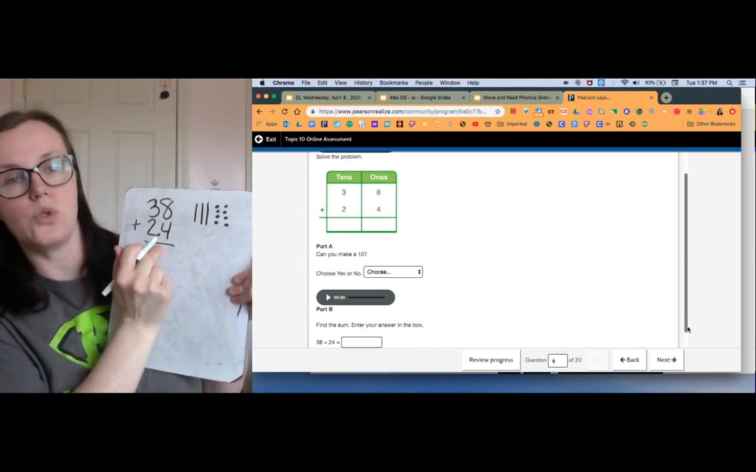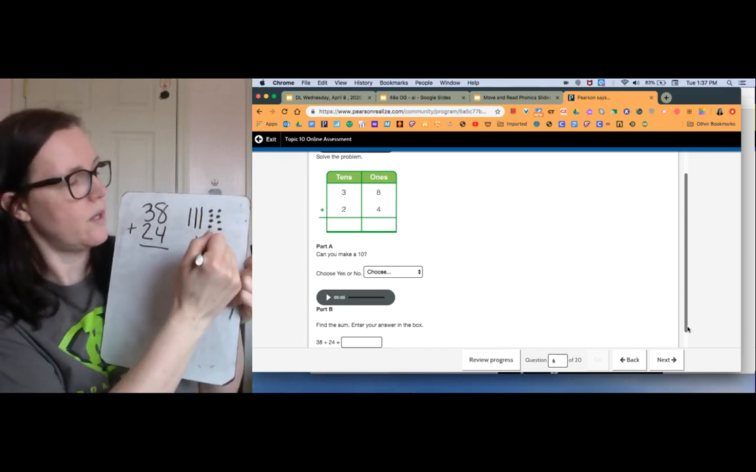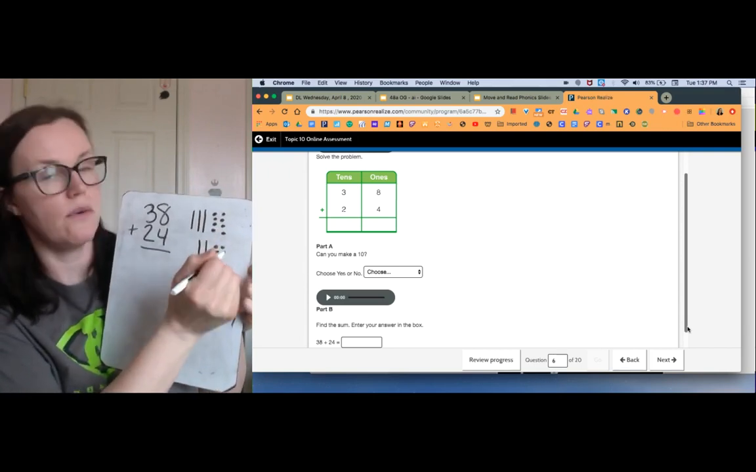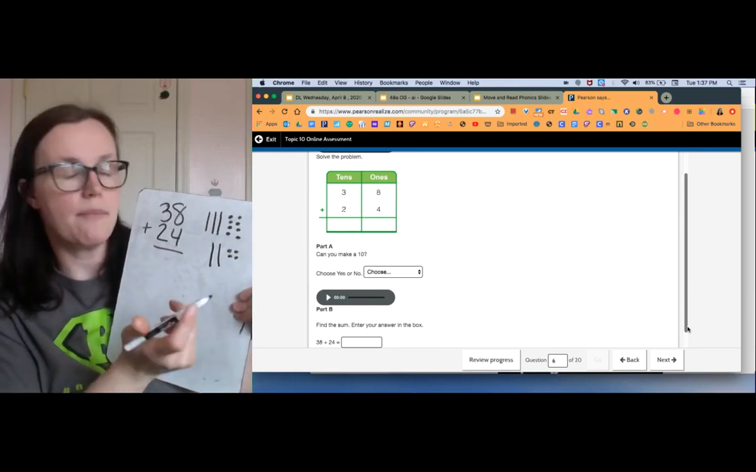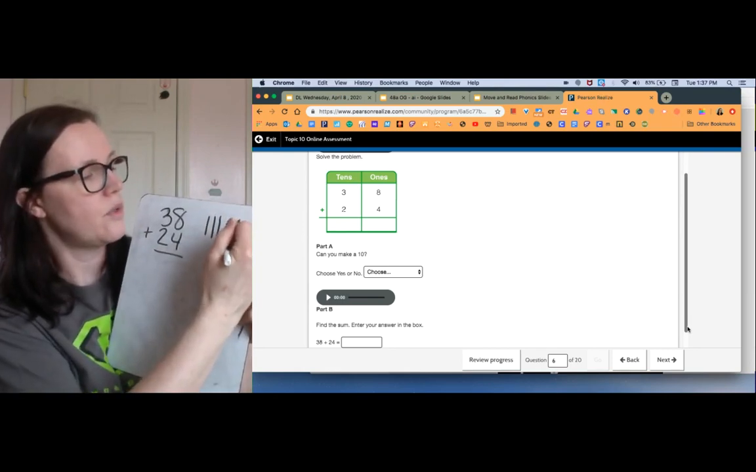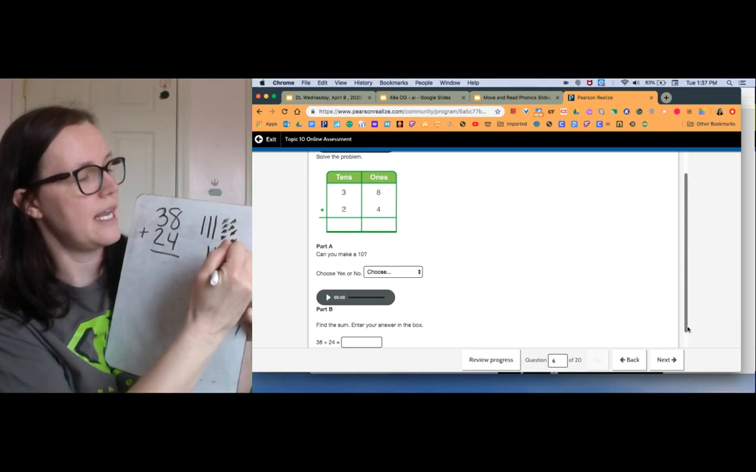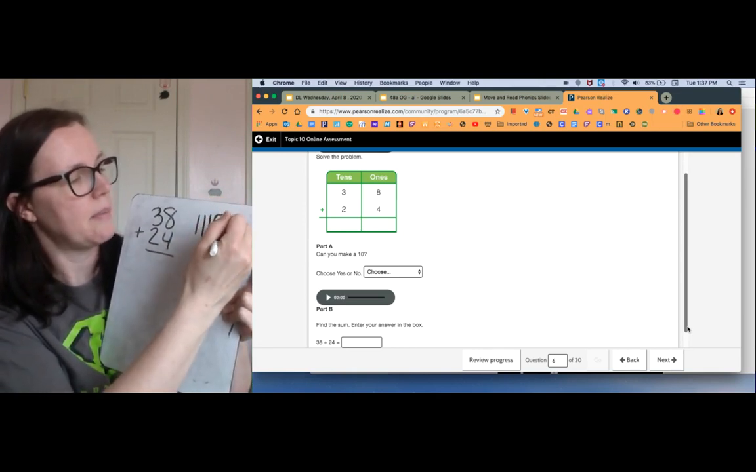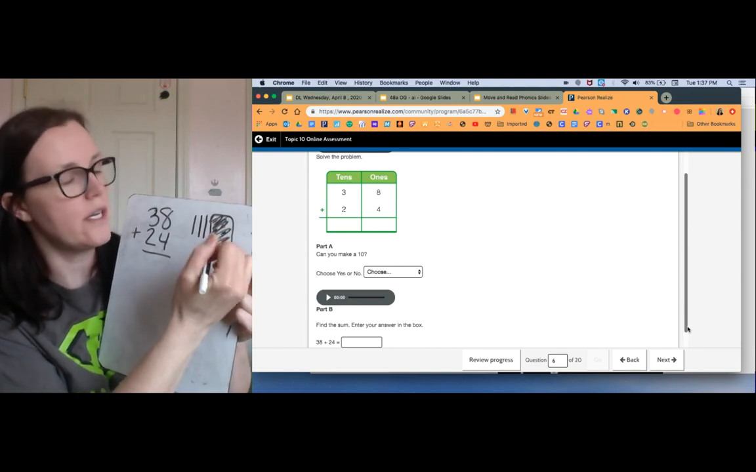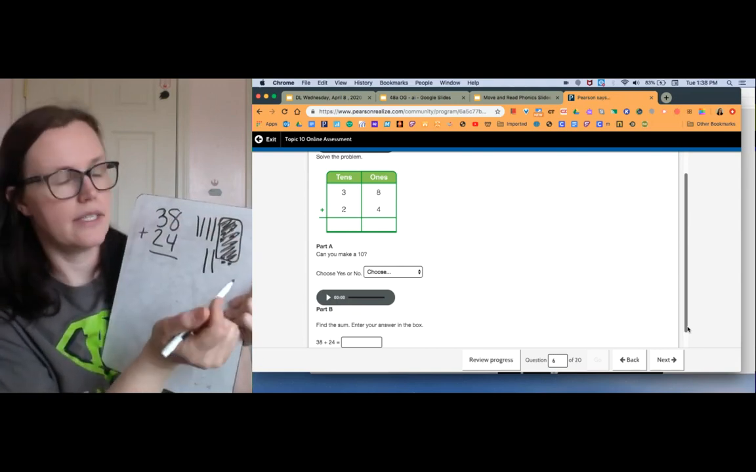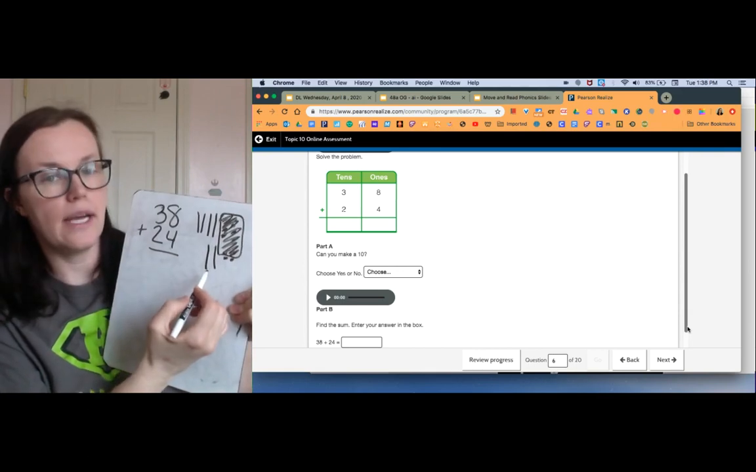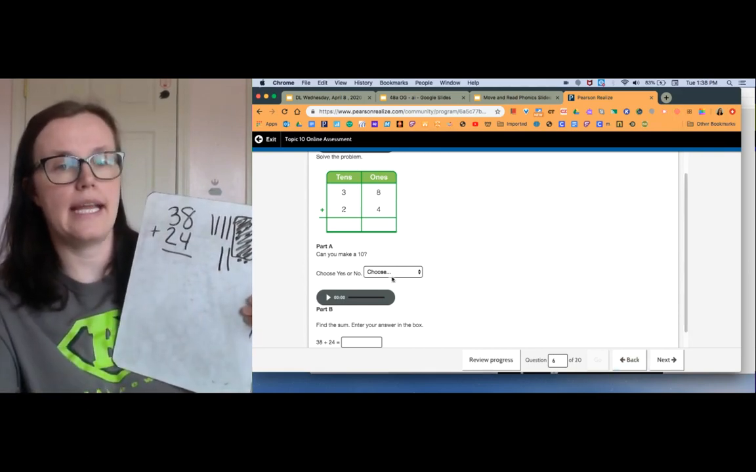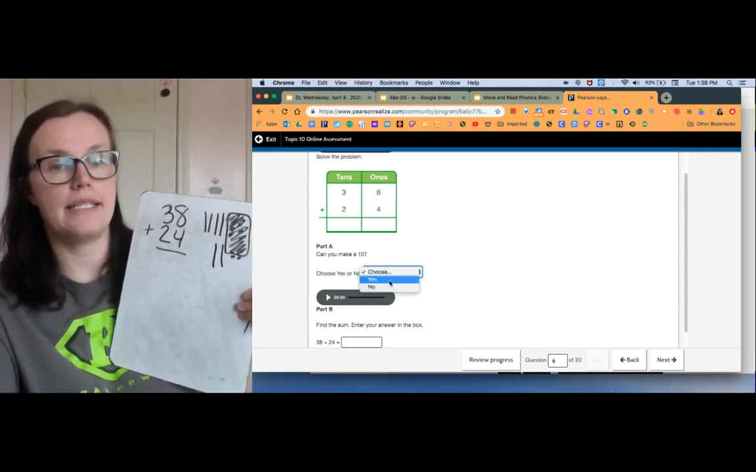And then I want to do 24. 10, 20, 21, 22, 23, 24. So let's go ahead and see if I can make a 10. 1, 2, 3, 4, 5, 6, 7, 8, 9, 10. I can make a 10. So remember, I'm going to cross that off. As soon as you cross it off, add it to your tens. So let's go ahead and count it. So first question says, can I make a 10? Yes, I made a 10.